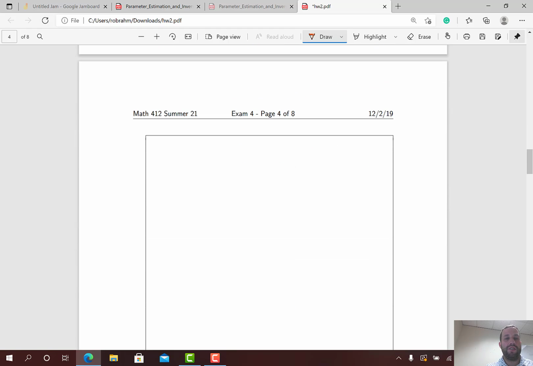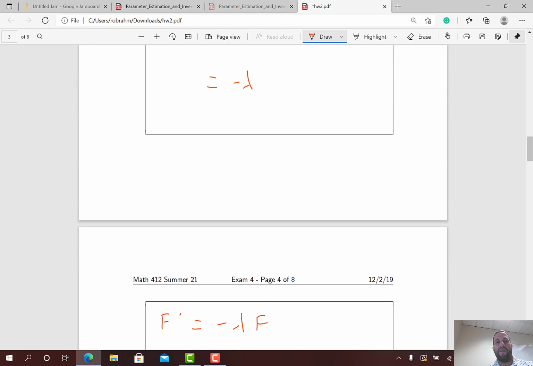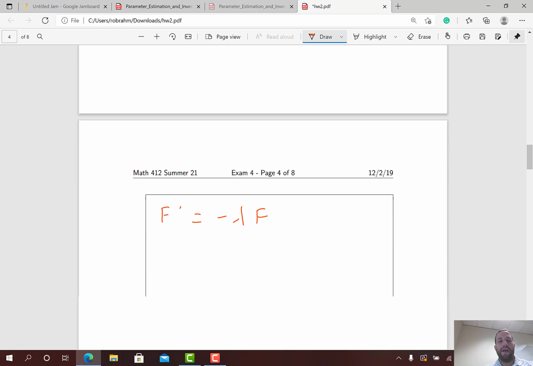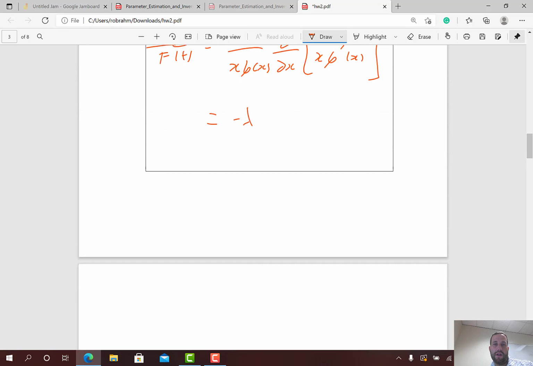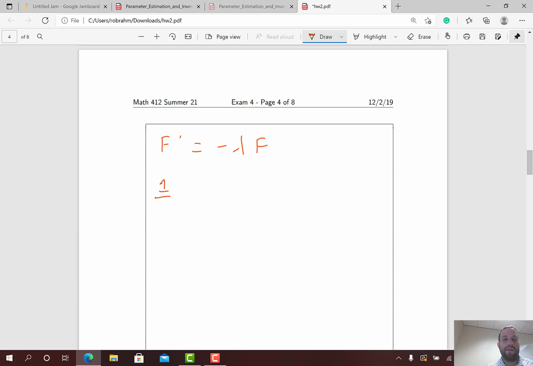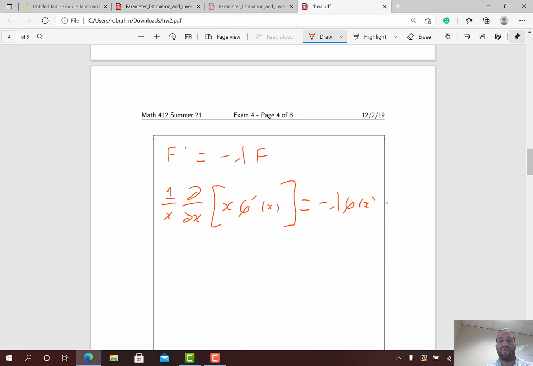So we get two ODEs. We get one that says f' is equal to minus lambda f, and for the other one, the equation for phi, we have 1 over x times the partial derivative with respect to x of x phi'(x) is equal to minus lambda times phi(x). And there are different ways to write this, of course. I'm not using the product rule to compute the derivative there, but if you want to, you can. Anyways, these are the two ODEs that you get when you do separation of variables.